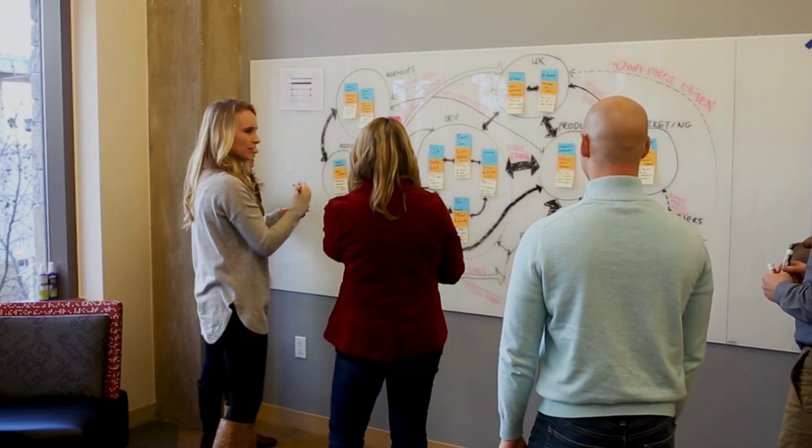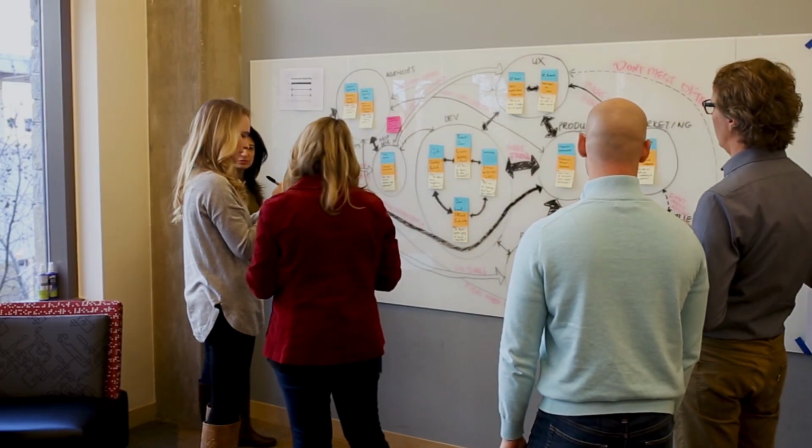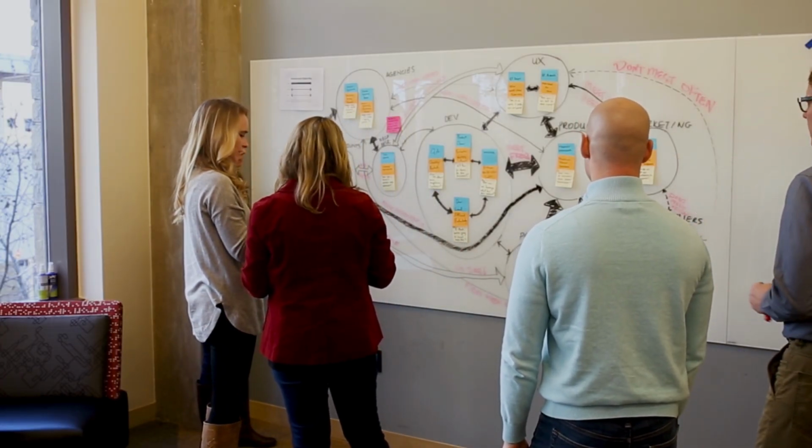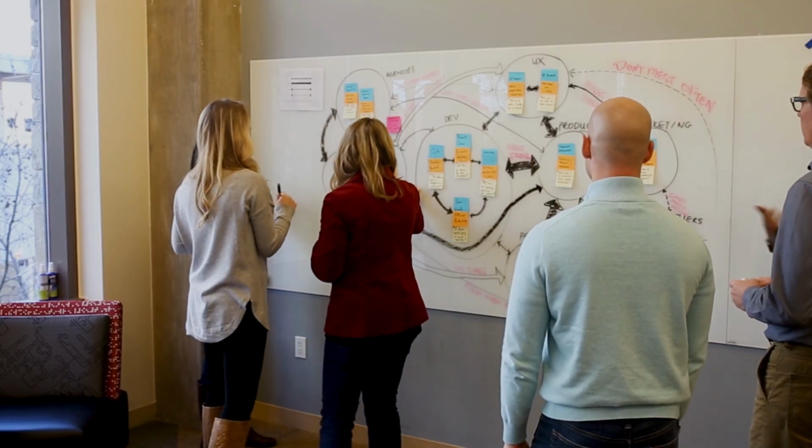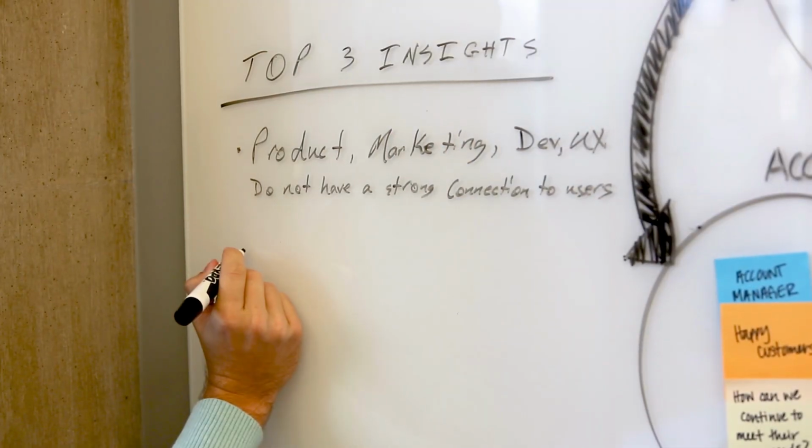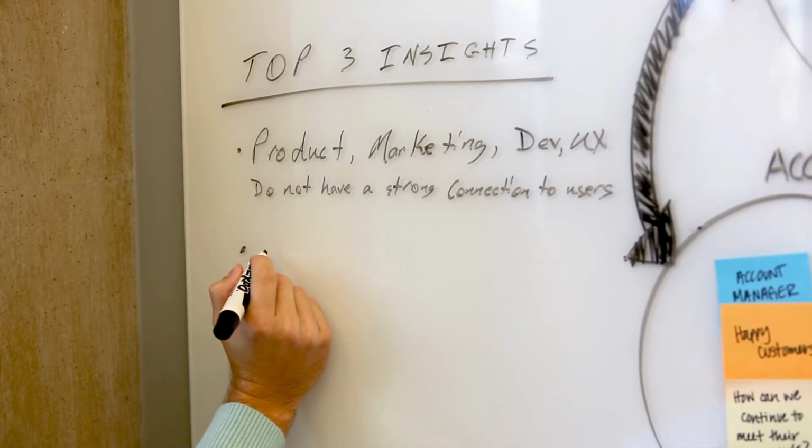Step 5. Capture insights. Discuss the stakeholder map as a team and use pink sticky notes to capture themes, major pain points, or insights that are revealed. As a team, decide on the top 3 insights.